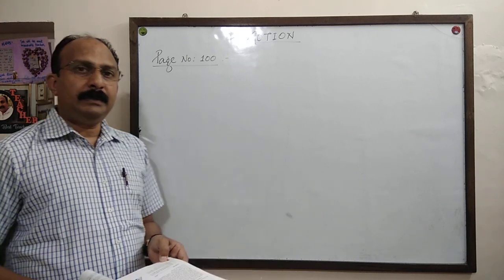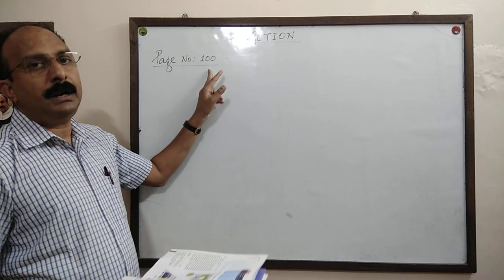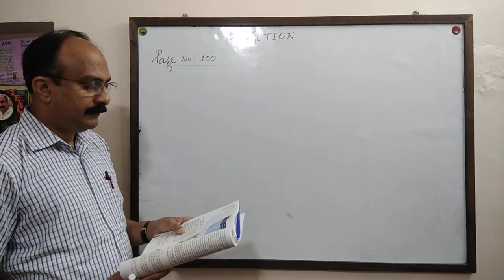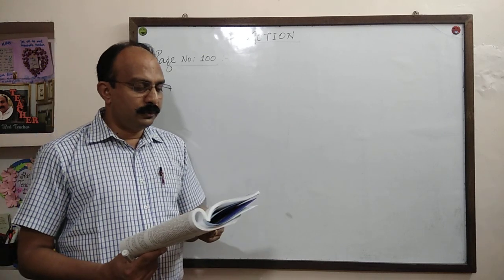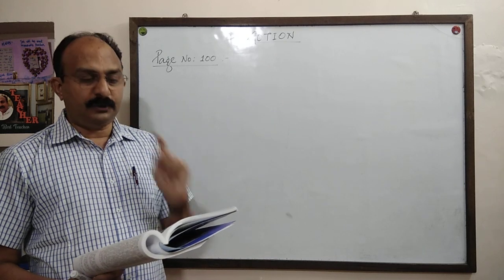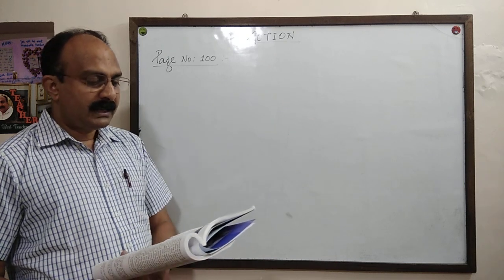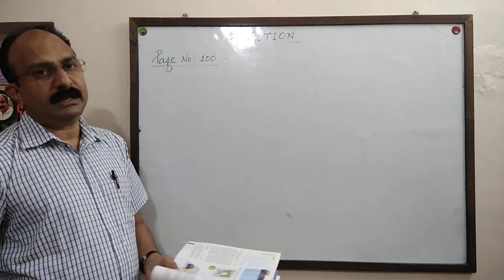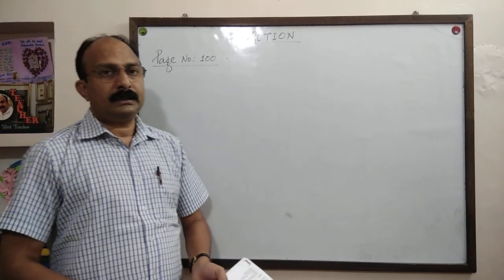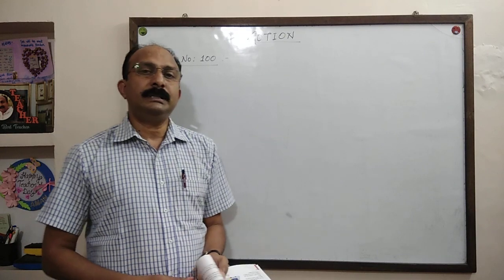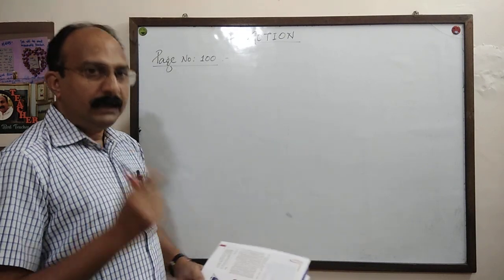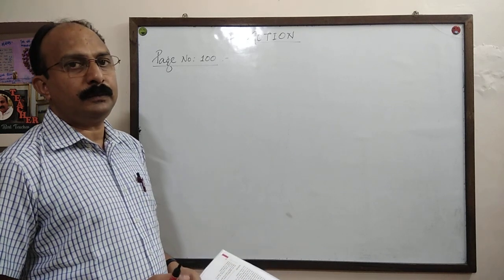The first question can be seen on page number 100. Question number 1 is: an object has moved through a distance. Can it have zero displacement? If yes, support your answer with an example. An object has moved through a certain distance. Can it have zero displacement? The answer is yes, it can have zero displacement.